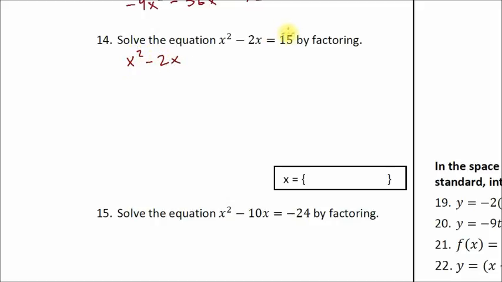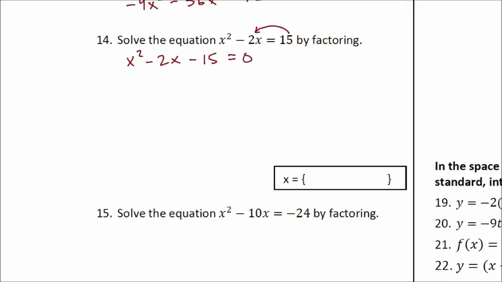And remember, class, we have to bring the c term back to the left side, or back with the a and the b terms. When we do that, positive 15 now becomes negative 15. You must have your equation equal to 0 before you can use factoring.